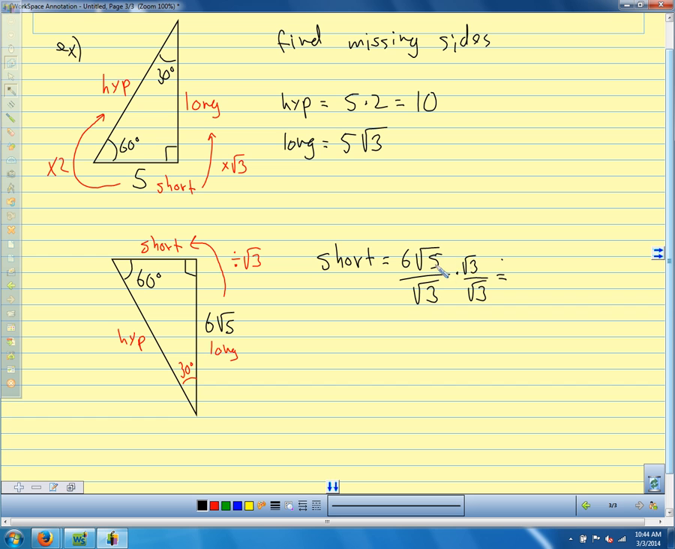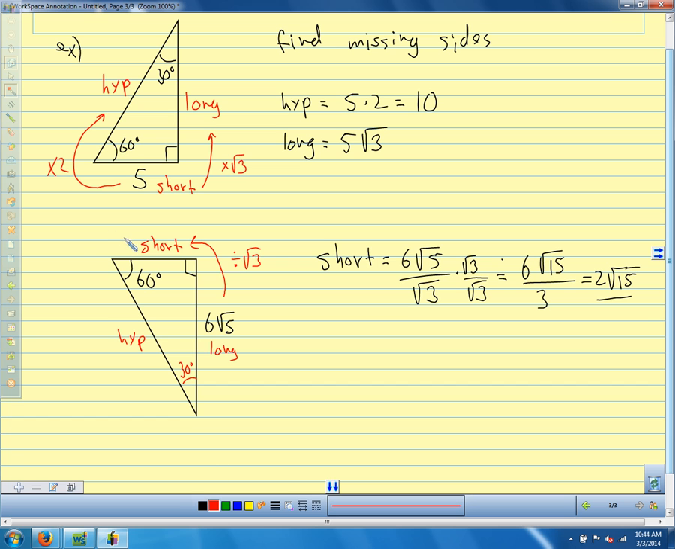The numbers inside the square roots I can multiply together. So on the top I get 6 square root 15. And the square root of 3 times the square root of 3 is, I can combine them inside the square root. So square root of 9, which is 3. And now I have these two numbers outside the square root. I can divide them. So 6 divided by 3 is 2. So I get 2 square root 15. So the short side is 2 square root 15.